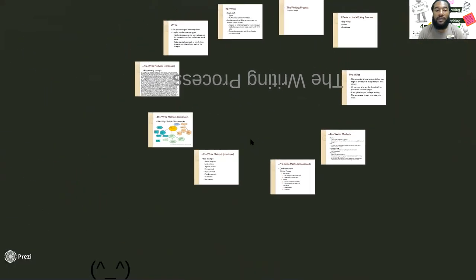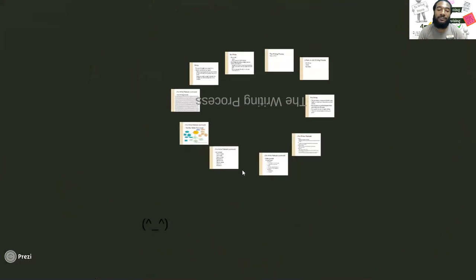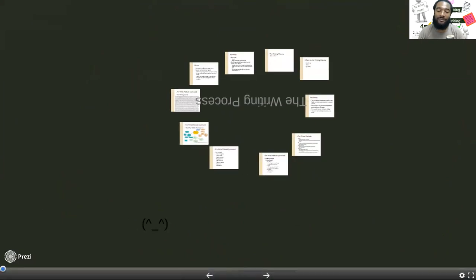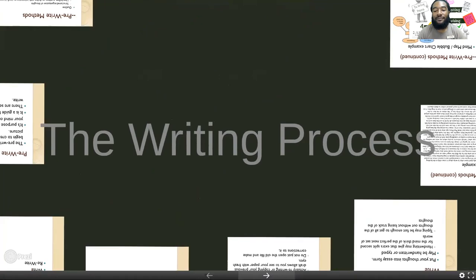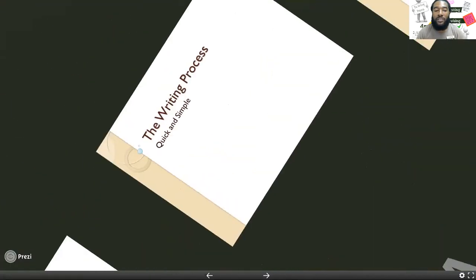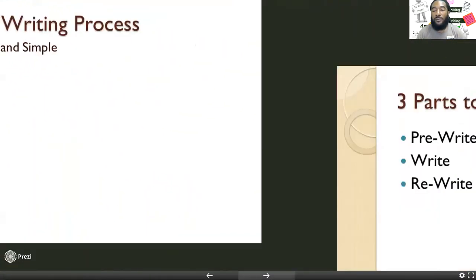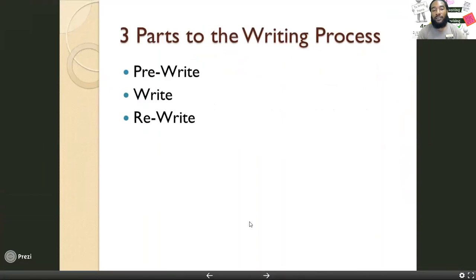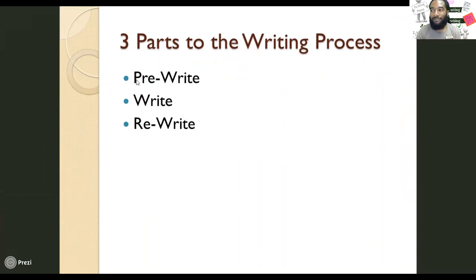The writing process. So the 3 parts that we're going to go over are the pre-write, the write, and the rewrite. These are the technical terms for things, and we'll talk about what the terms that we actually use are.